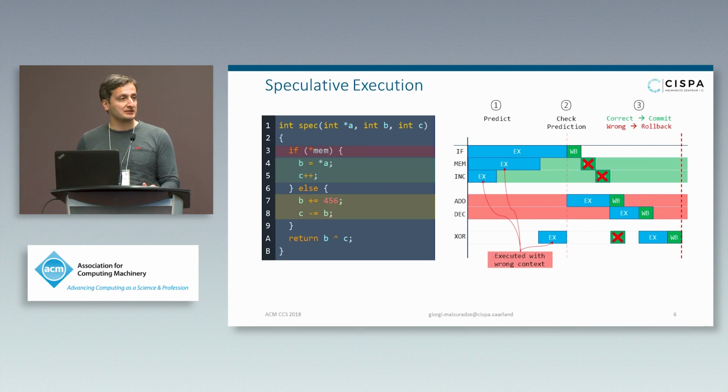And the important aspect here is that although we didn't write the result back to architectural state, we still executed the instructions on the wrong path. And these instructions might have some side effect on architecture. For example, the second instruction is a memory access, which would trigger caching some of the data.